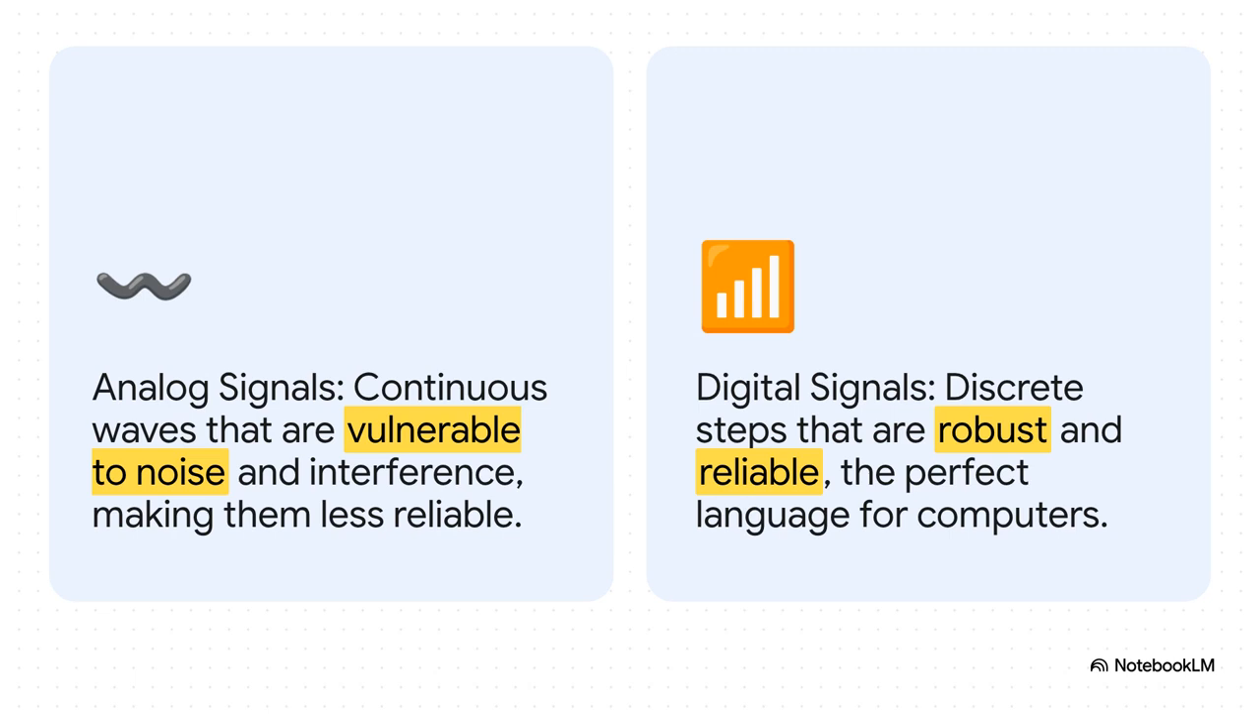Okay, so here's the main difference. Imagine an analog signal is like a flowing river. It's smooth, it's continuous, but if you throw even a small rock in there, the ripples mess up the whole stream. That's noise. Now, a digital signal, think of it like a set of stairs, right? Each step is a clear, discrete value. Even if one step gets a little chip, you still know exactly where the next step is. It's just so much more robust, which makes it the perfect language for our computers.